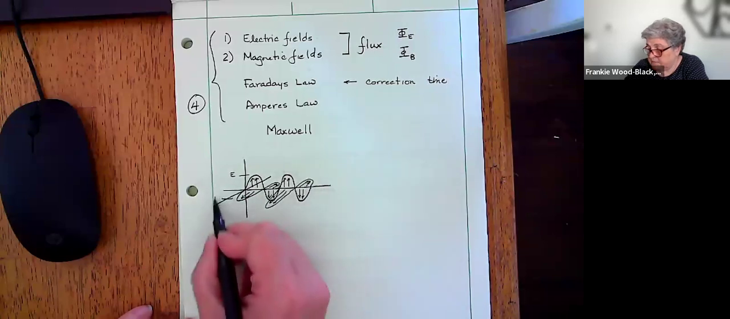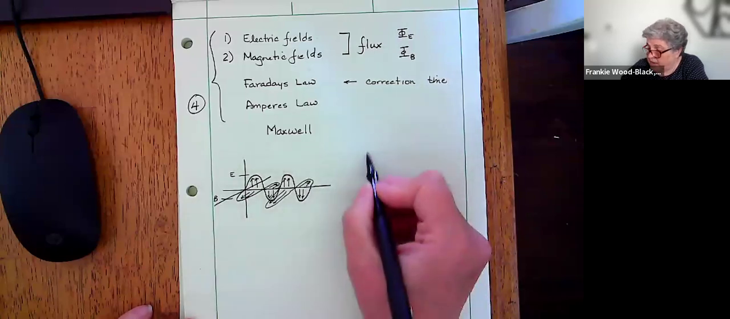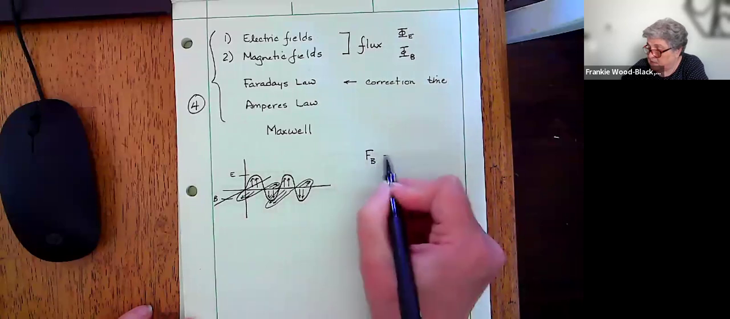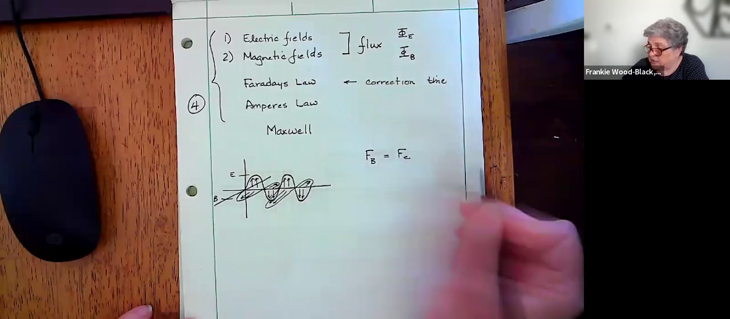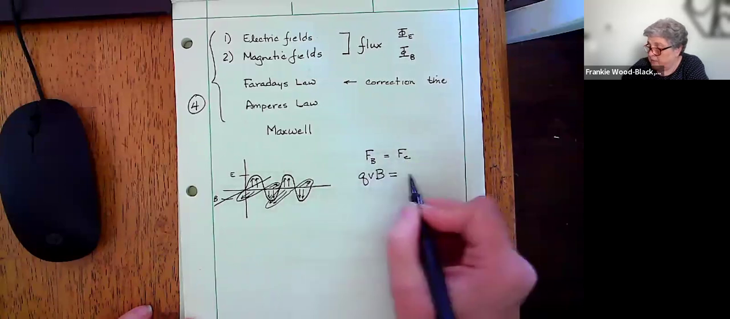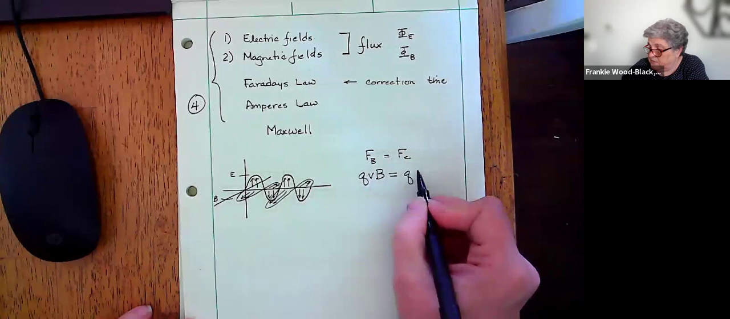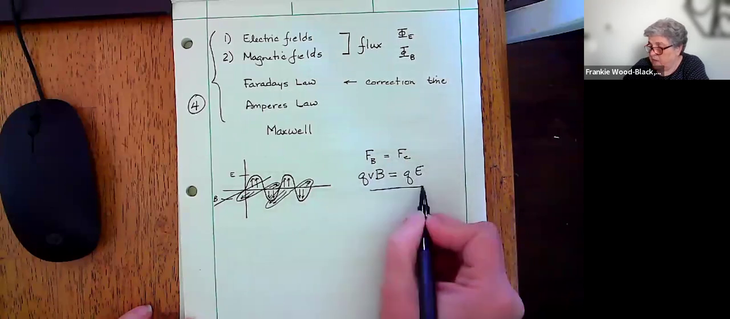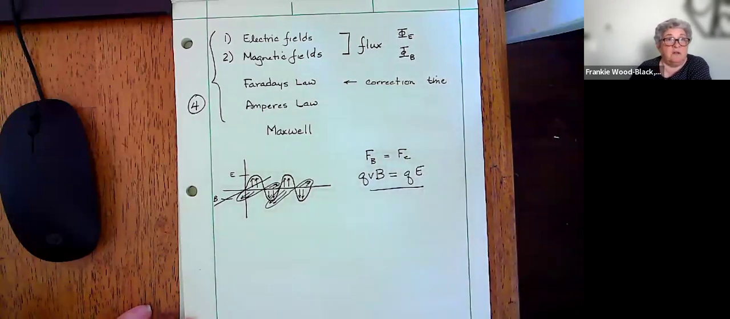And that's my magnetic field. And we already saw that if I did my force due to magnets and my force due to electric, we had QvB and we had QE. We already knew that my magnetic field and my electric field were related.